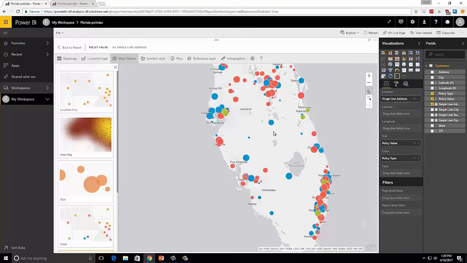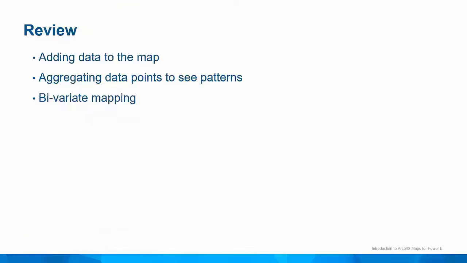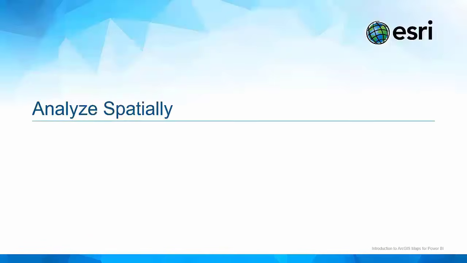So let's switch back to the presentation and review what we've learned. In review, we learned how to add data to the map. We learned how to use clustering to aggregate data points to see patterns. We learned how to do bivariate mapping with the size and color field wells. Next up, let's learn how to do some spatial analysis.